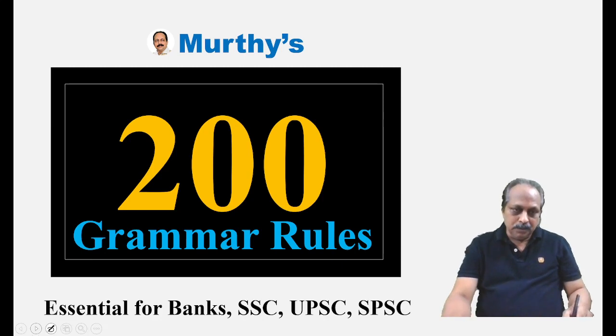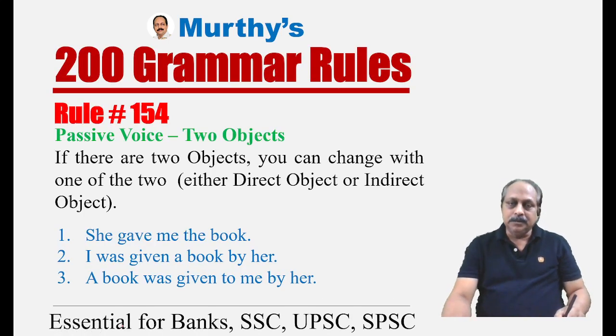How many rules have you learned so far? You have learned 153 rules. Today you're going to learn 154. We'll continue from there. All these rules go with active voice and passive voice. Rule number 154, passive voice, two objects.